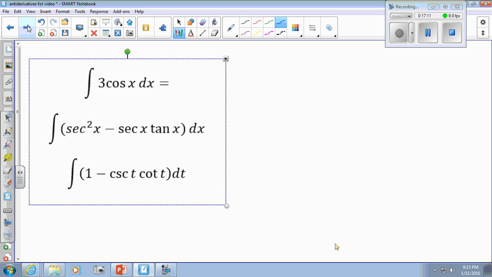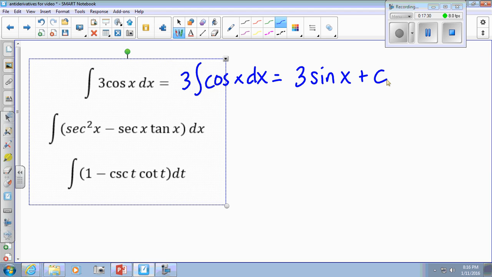Let's do a couple examples with our trig integrals. Okay, so integral of 3 cosine x, remember a constant can just move to the front. The integral of cosine, we just said, was sine, so our answer would be 3 sine x plus c. Still putting the plus c because we don't know if we started with a constant or not.